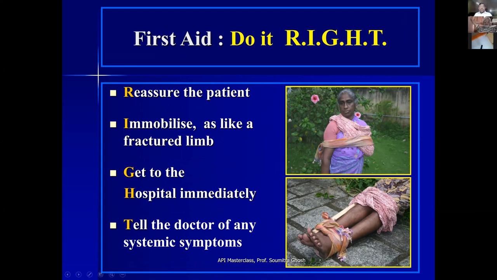Immobilize as if it were a fractured limb, because we all know that this venom is transmitted by the lymphatics, and lymphatics are pumped by muscle activity. So we have to immobilize the concerned limb. We should not have any muscular activity in that limb, so lymphatics will not pump and the venom will not proceed further. So progression can be delayed, almost like a fractured limb.